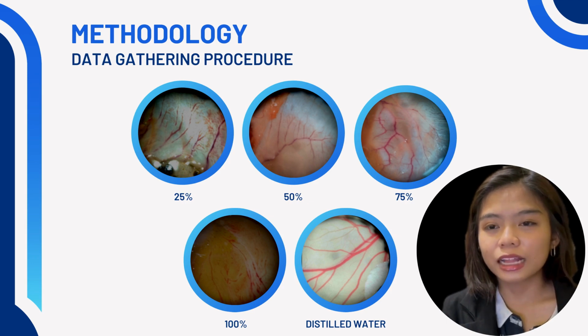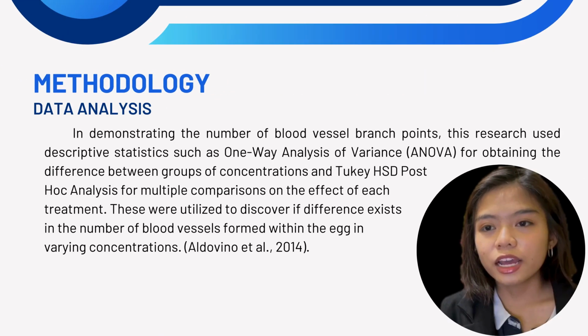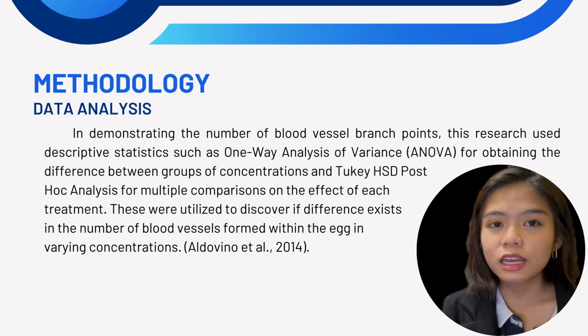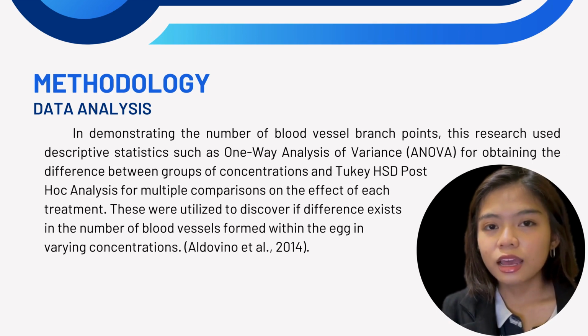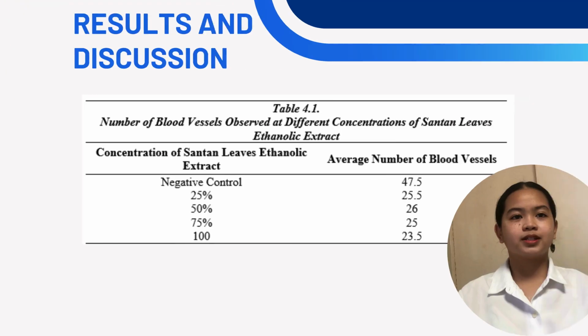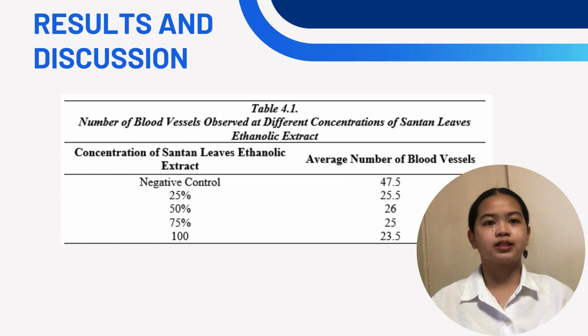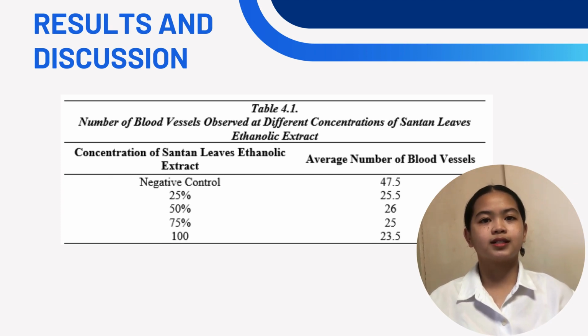Proceeding with the manual tallying of the blood vessels or smallest branch points, only a quarter of the image was considered. On the other hand, the data was analyzed by employing descriptive statistics, such as one-way analysis of variance for obtaining the difference between groups of concentrations, and Tukey HSD post-hoc analysis for multiple comparisons on the effect of each treatment.